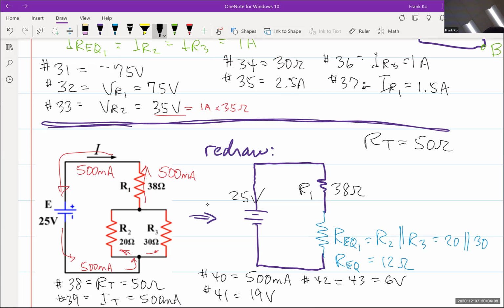So number 44 should work out to be how many milliamps? 300 milliamps. And number 45 should work out to be 200 milliamps. Any questions on that? So far, so good? Okay.